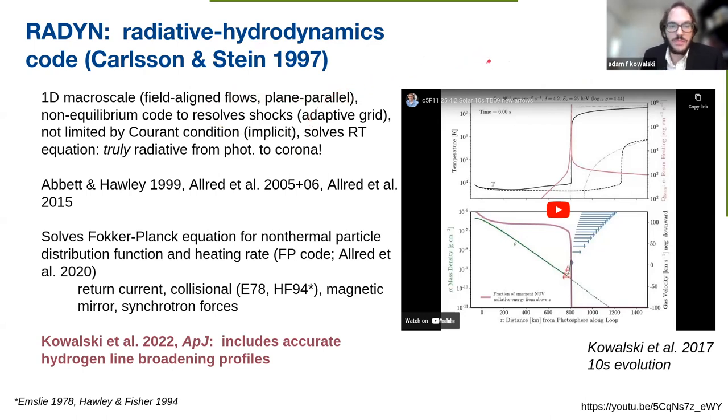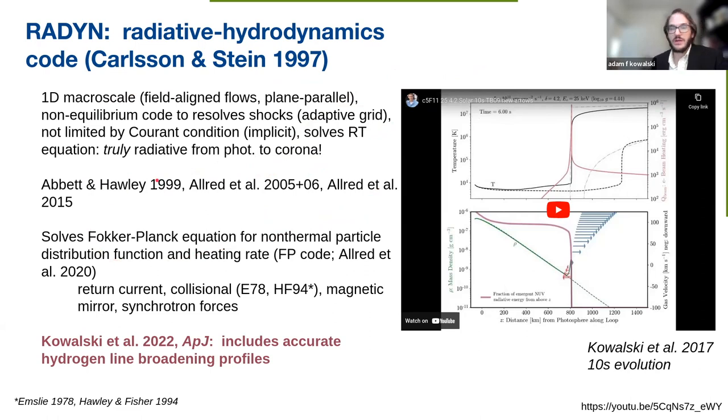Importantly, it solves the system of equations through implicit Newton-Raphson, and therefore we're not limited by the Courant time step, which is extremely tiny in the flare transition region. We model the photosphere, chromosphere, transition region and corona self-consistently with radiative transfer calculated.